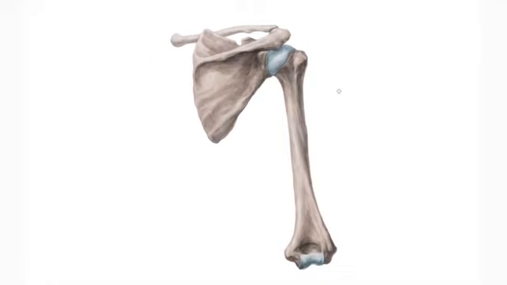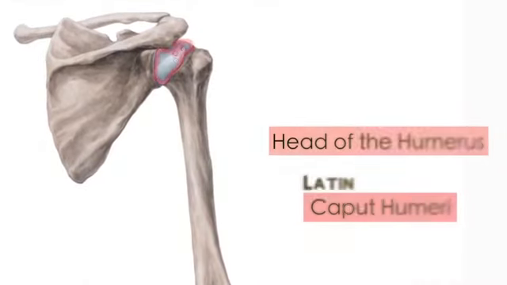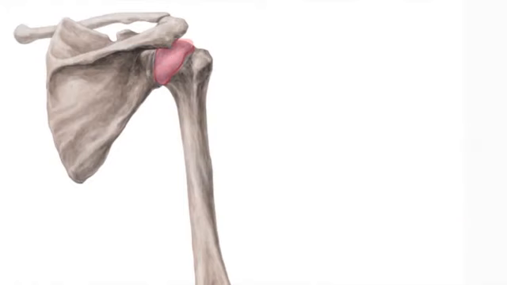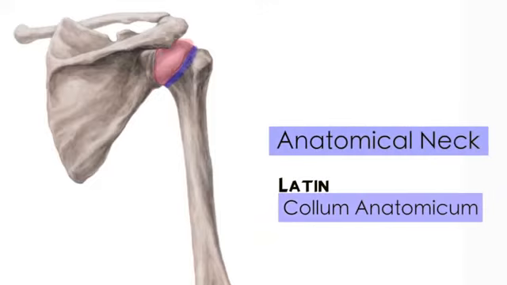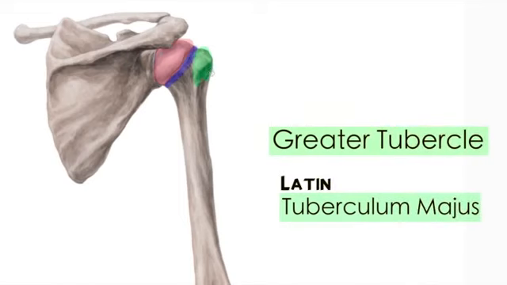We are now looking at a posterior view of the humerus, where you can still see the clavicle here and the scapula also in their posterior views. The first structure that we also saw on the anterior view was the head of the humerus, so you can still see it here. A little bit more laterally or more distally, you're going to find another important structure right here, known as the anatomical neck. A bit further laterally, you're going to find the greater tubercle that you could also see on the anterior view.